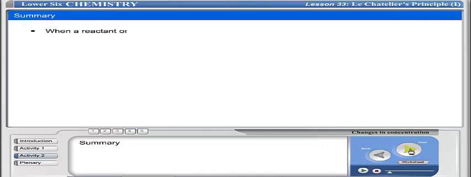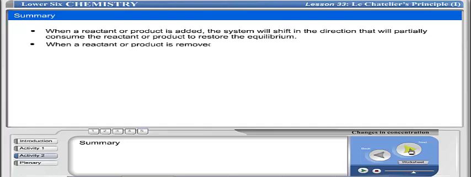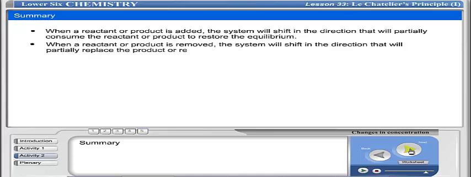Summary: when a reactant or product is added, the system will shift in the direction that will partially consume the reactant or product to restore the equilibrium. When a reactant or product is removed, the system will shift in the direction that will partially replace the product or reactant to restore the equilibrium.